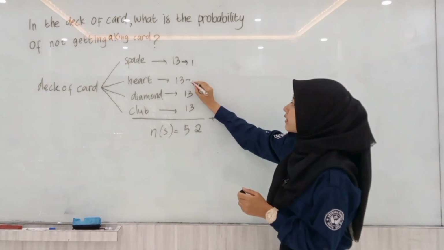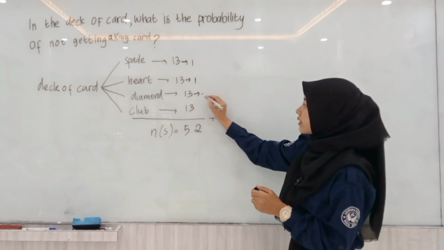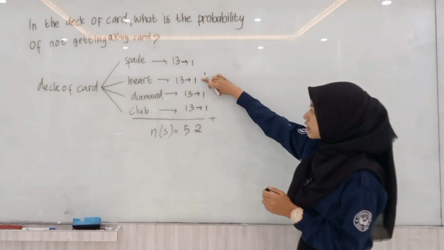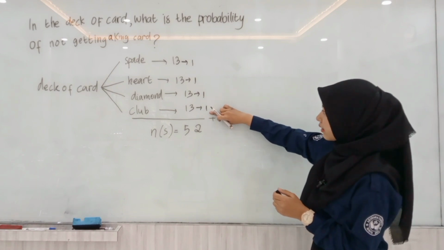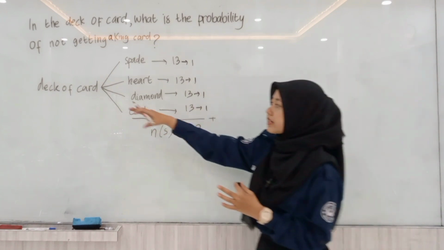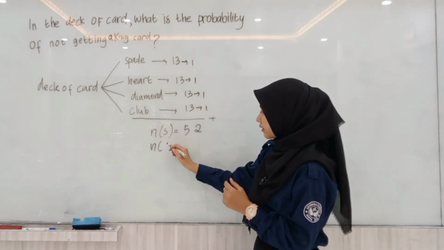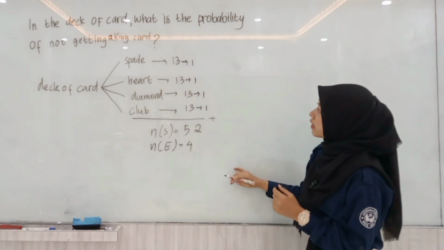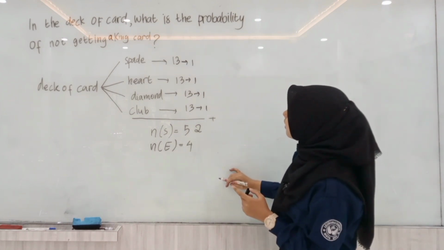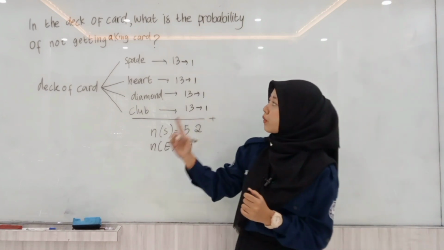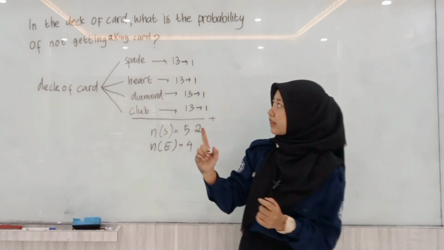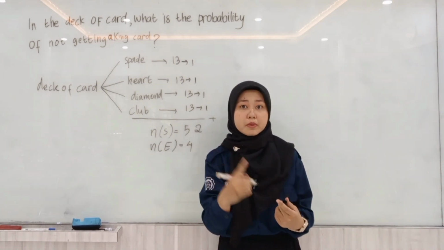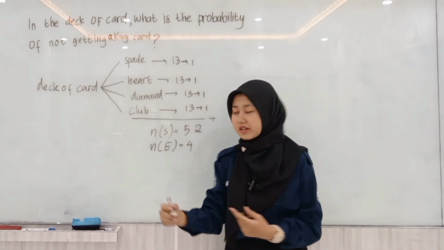One king card, just one king card, just one, and also just one. So the total king cards from a deck of cards, there are 4. So if we want to know the probability of not getting a king, first we have to calculate the probability of that event.